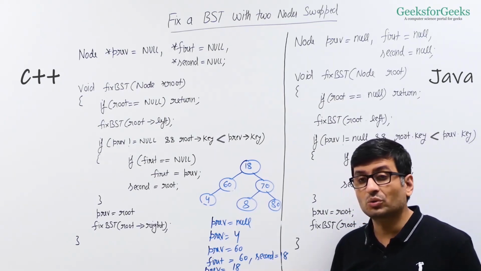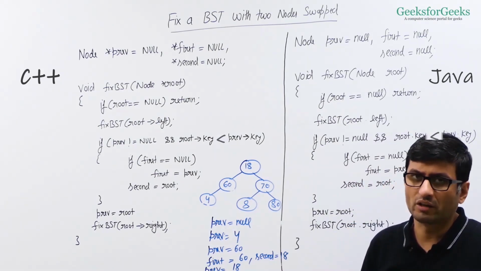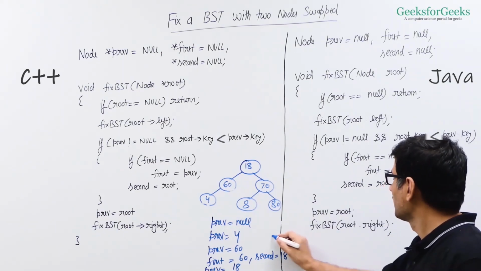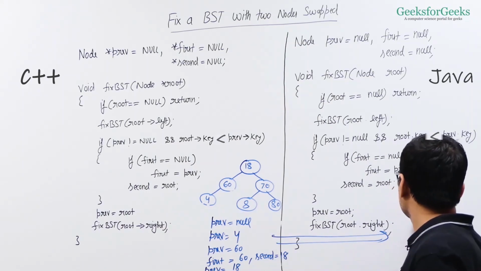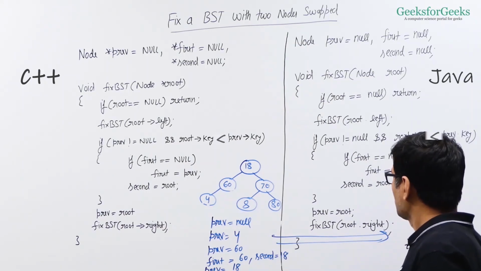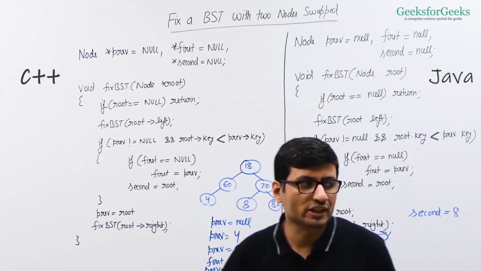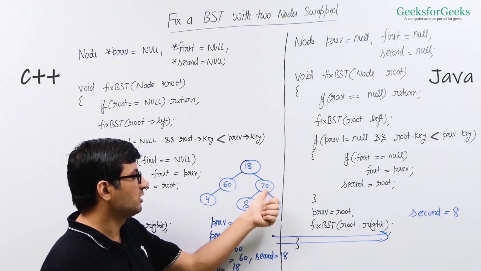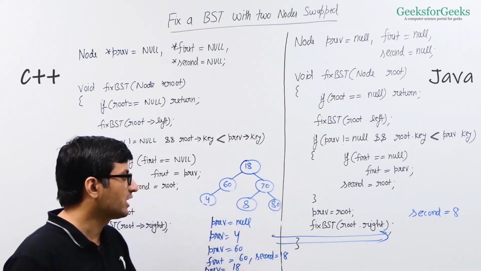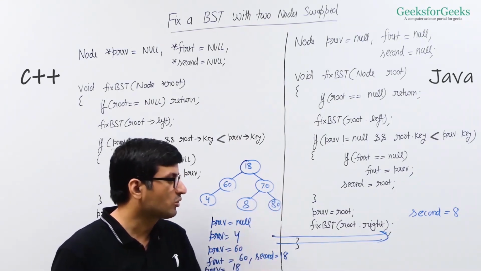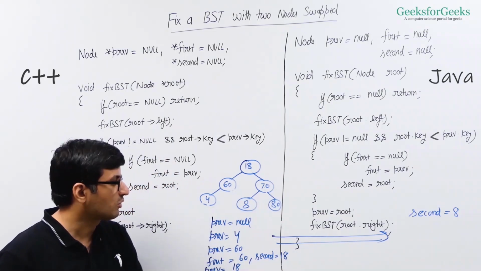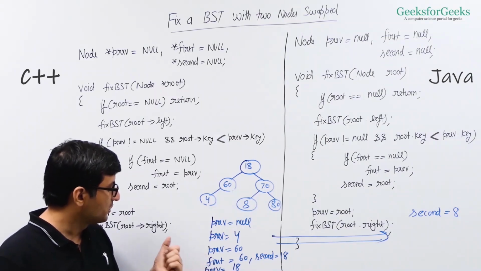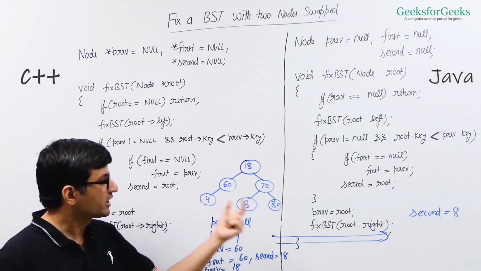This time you will check that first is not null, right? So you will keep first as 60. You will only update second, so this time you will update second as 8, right? And then you will again continue the in-order traversal. You will come to 20. You will not go inside this if condition because it's not violating. Then you will come to 80. You will not go inside this if condition because this is also not violating. 80 is greater than the previous. So ultimately your first points to 60 and your second points to 8.